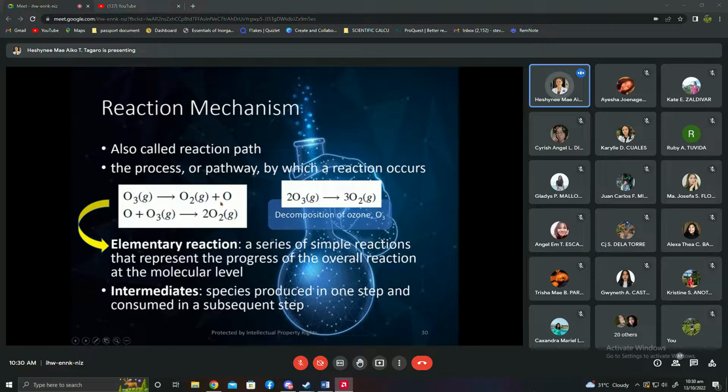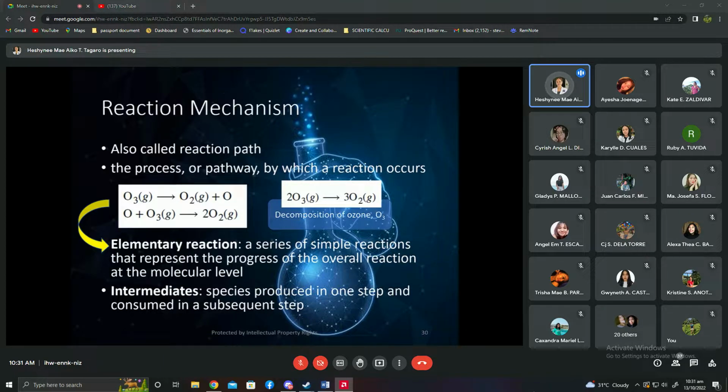So notice that your ozone decomposes to an oxygen molecule and an oxygen atom. This oxygen atom is then consumed in the second step here. All right? So species like your oxygen atom is what we call intermediates or reaction intermediates. So it is produced in one step and is consumed in a subsequent step.